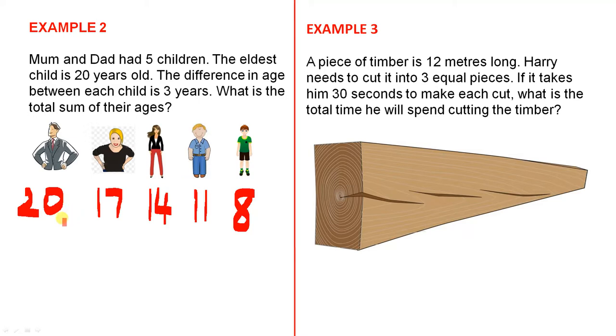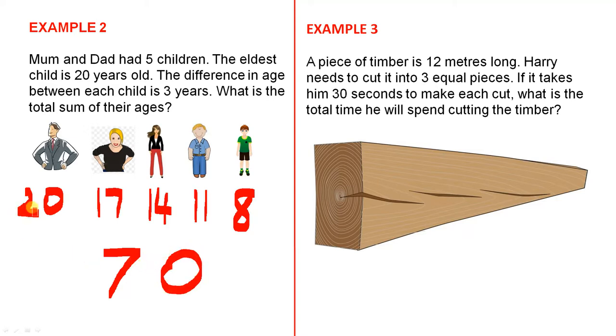So let's add them together. So let's go very carefully. 20 plus 17 is 37. 37 plus 14 has to be 51. Okay, so that's 51. 51 plus 11 is 62. 62 plus 8 is 70. So the sum total of their ages is 70.